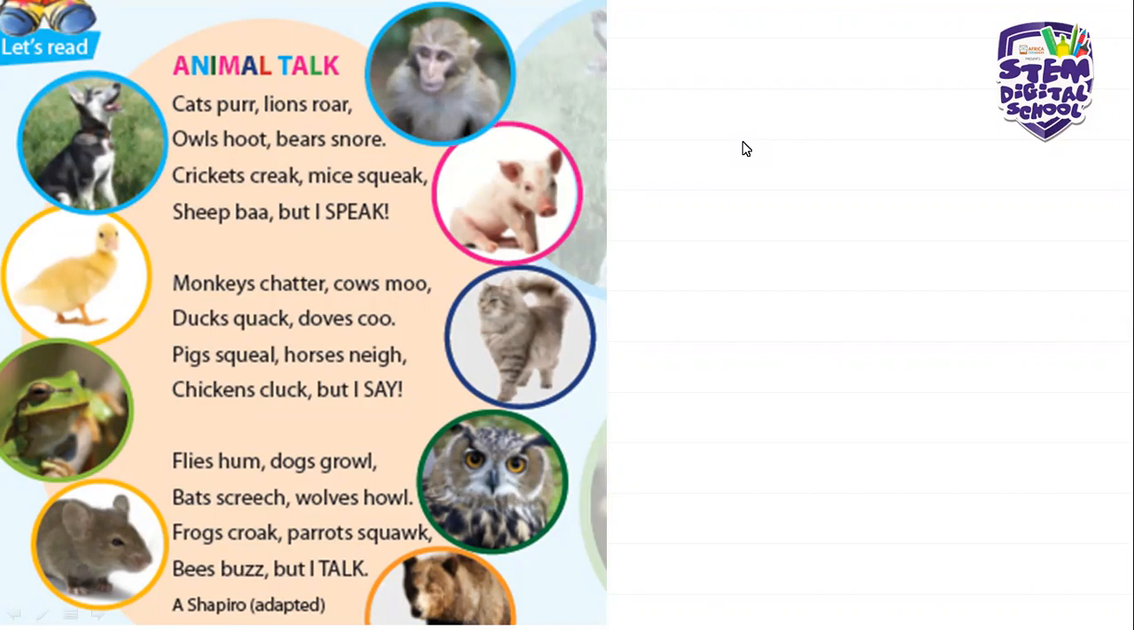Cats paw, lions roar, owls hoot, bears snore, cricket creak, mice squeak, sheep bar, but I speak. Monkeys chatter, cows moo, ducks quack, doves coo, pigs square, horses near, chickens duck, but I say. Flies hum, dogs crow, bats creak, wolves howl, frogs croak, parrots squawk, bees buzz, but I talk. Perfect, thank you. I'm going to go to the next one.